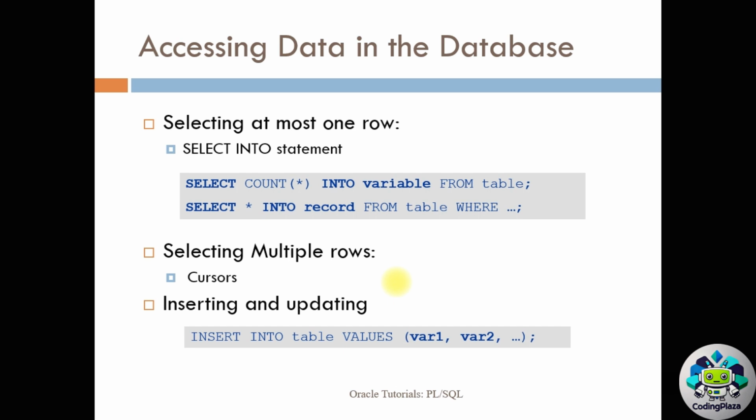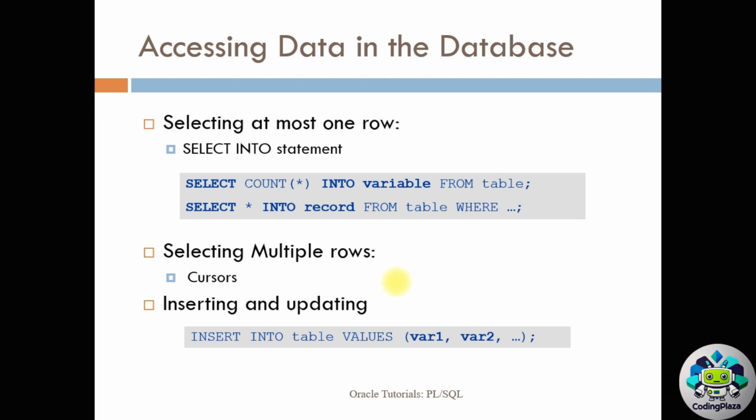Today we are going to look into how to access data in a database using PL/SQL. There will be different types. The first basic type I am going to show you is selecting at most one row, so one row and one value from a column. That is how I am selecting. I am going to show you the different types.